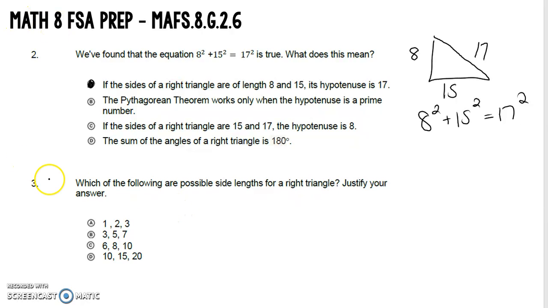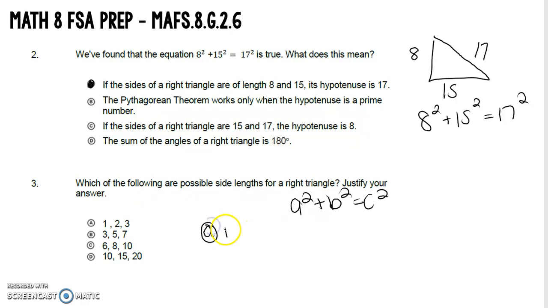All right, so looking at this last one here for this video, which of the following are possible side lengths for a right triangle? Justify your answer. I want you guys to do the same thing we did in that last slide, filling out a squared plus b squared equals c squared. Which one of these would work? So go ahead and pause, work this out, and then see what your answer is. Okay, so let's go ahead and show this work.